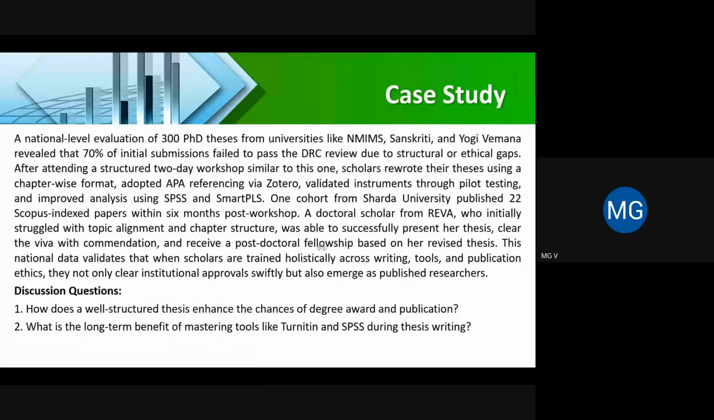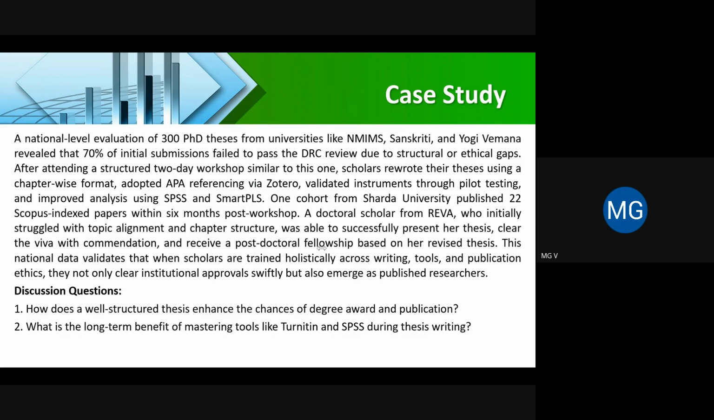So, a national level evaluation of 300 PhD theses from universities like Namins, Sanskriti, and Yogi Varmana revealed that 70% of initial submissions failed to pass the DRC review due to structural or ethical gaps. After attending a structured 2-day workshop similar to this one, scholars rewrote their thesis using a chapter-wise format, adopted APA referencing via Zotero, validated instruments through pilot testing, and improved analysis using SPSS and SmartPLS.